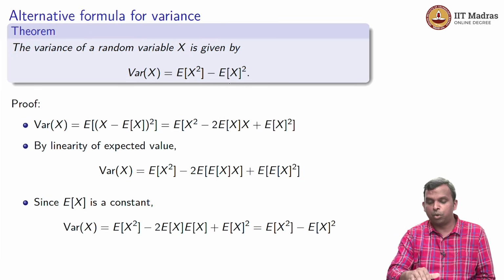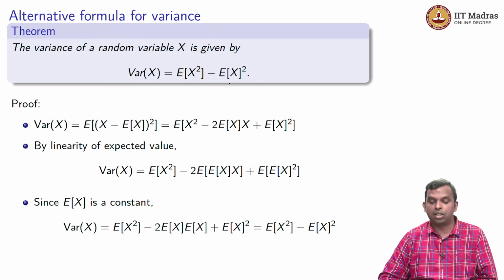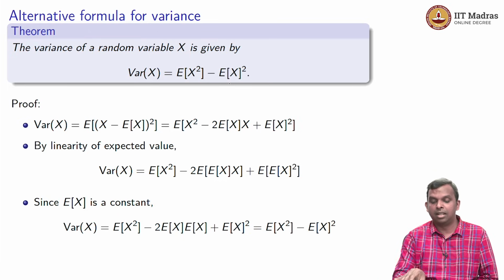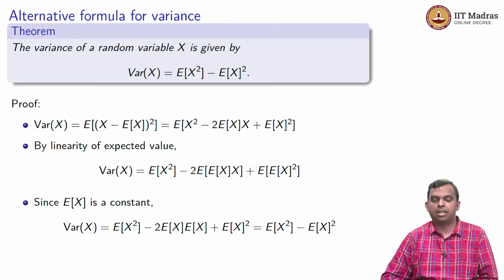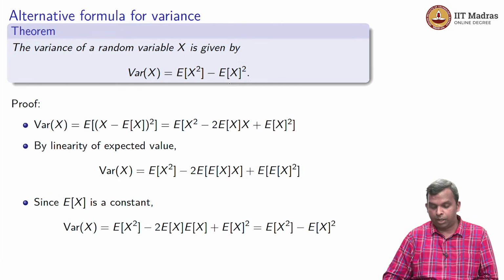So the proof is here. I don't want to go through the details of the proof in this class. You can see it relies on the linearity of expectation and the fact that the expected value of X is a constant. You can write down the proof.